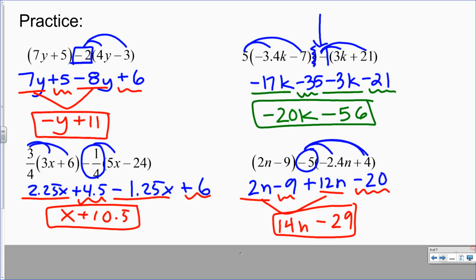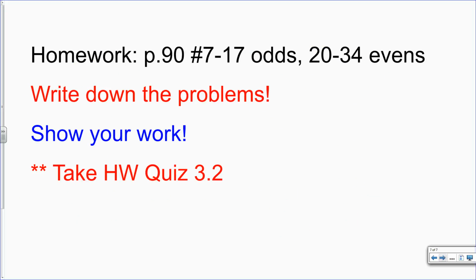So we have practiced several different types of expressions where we're adding or subtracting. Distributive property is going to be very involved in it.